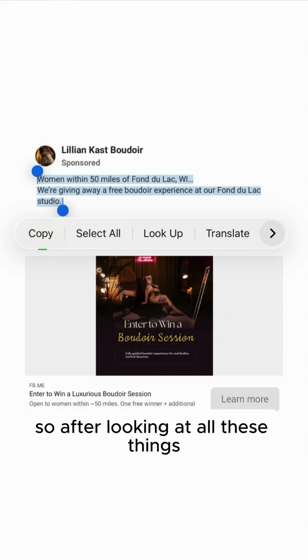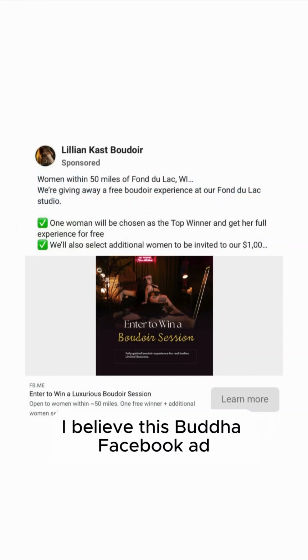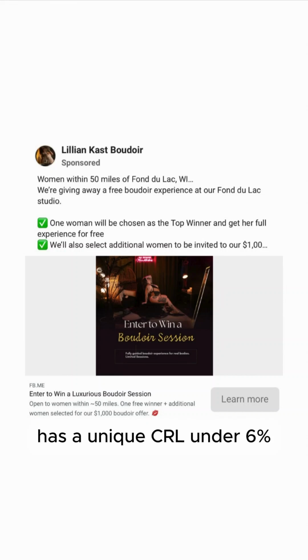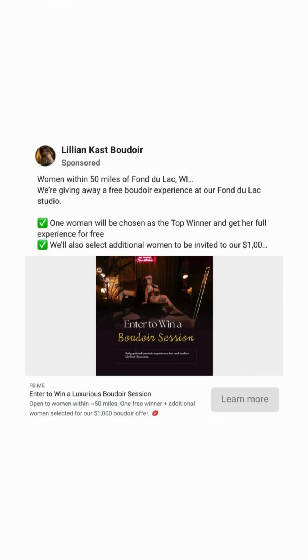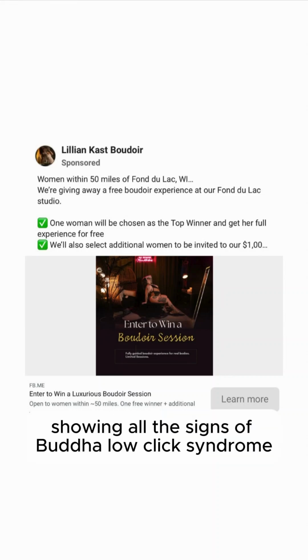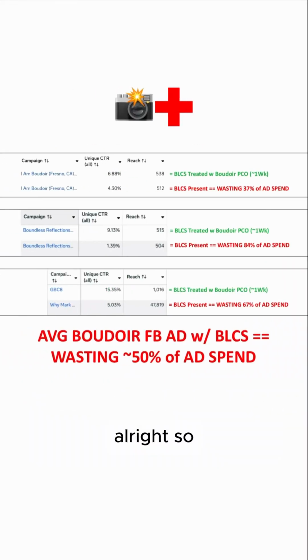So after looking at all these things, do I believe this Boudoir Facebook ad has a unique CTR under 6%, aka has BLCS, Boudoir low click syndrome? Yes, I do. I believe this is showing all the signs of Boudoir low click syndrome.